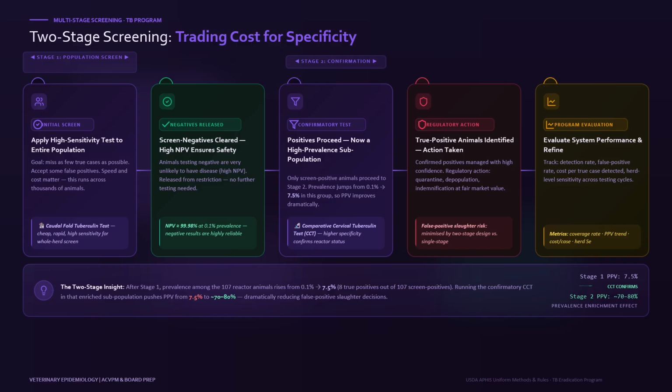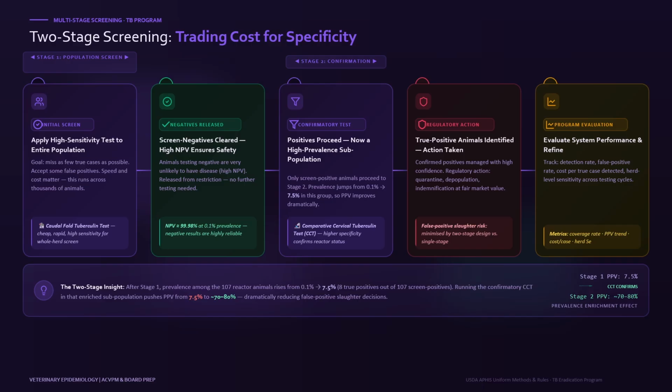The flip side is parallel testing, where you run 2 tests at once and call an animal positive on either one. That boosts sensitivity and NPV, and you reach for it when missing a case is catastrophic. Think border security or disease-free certification.